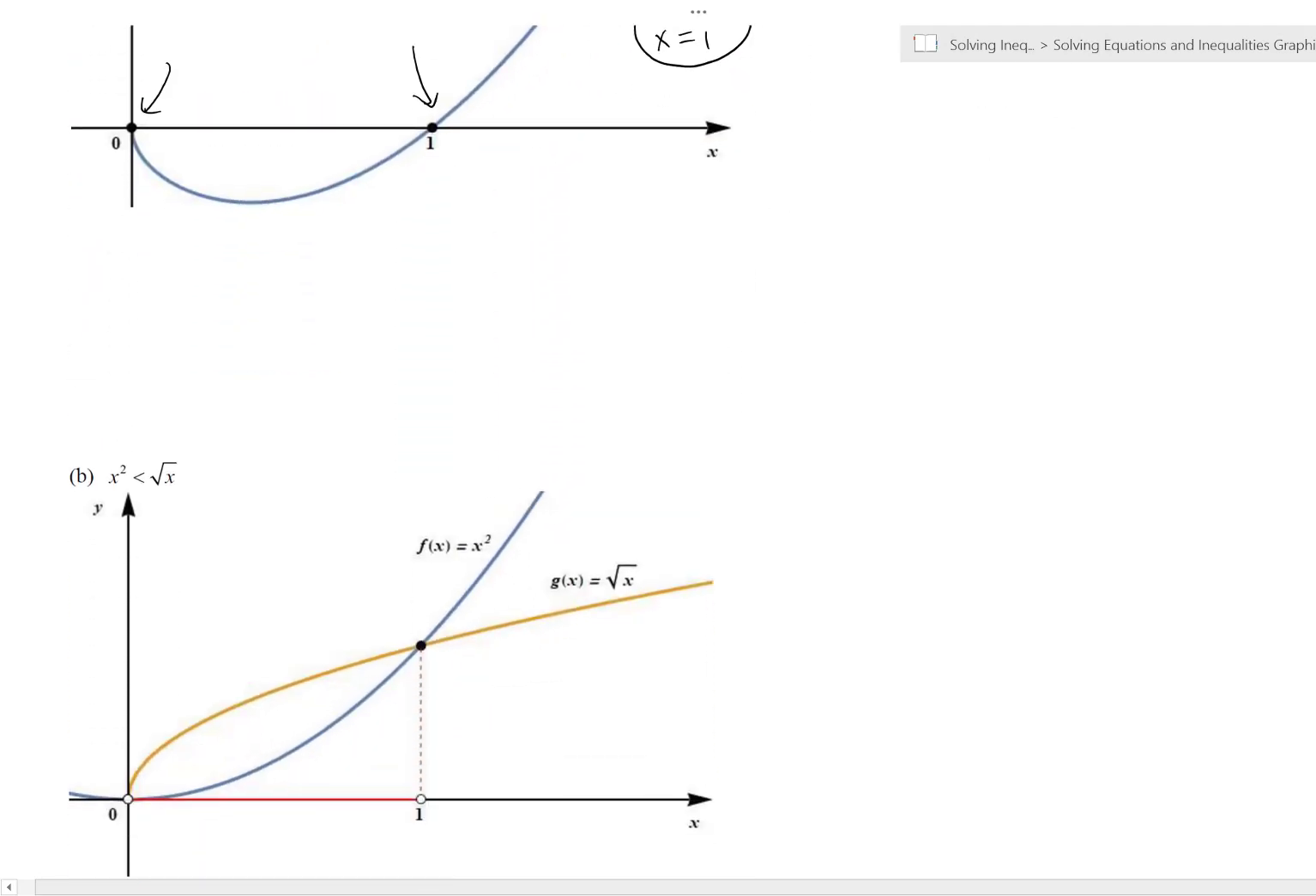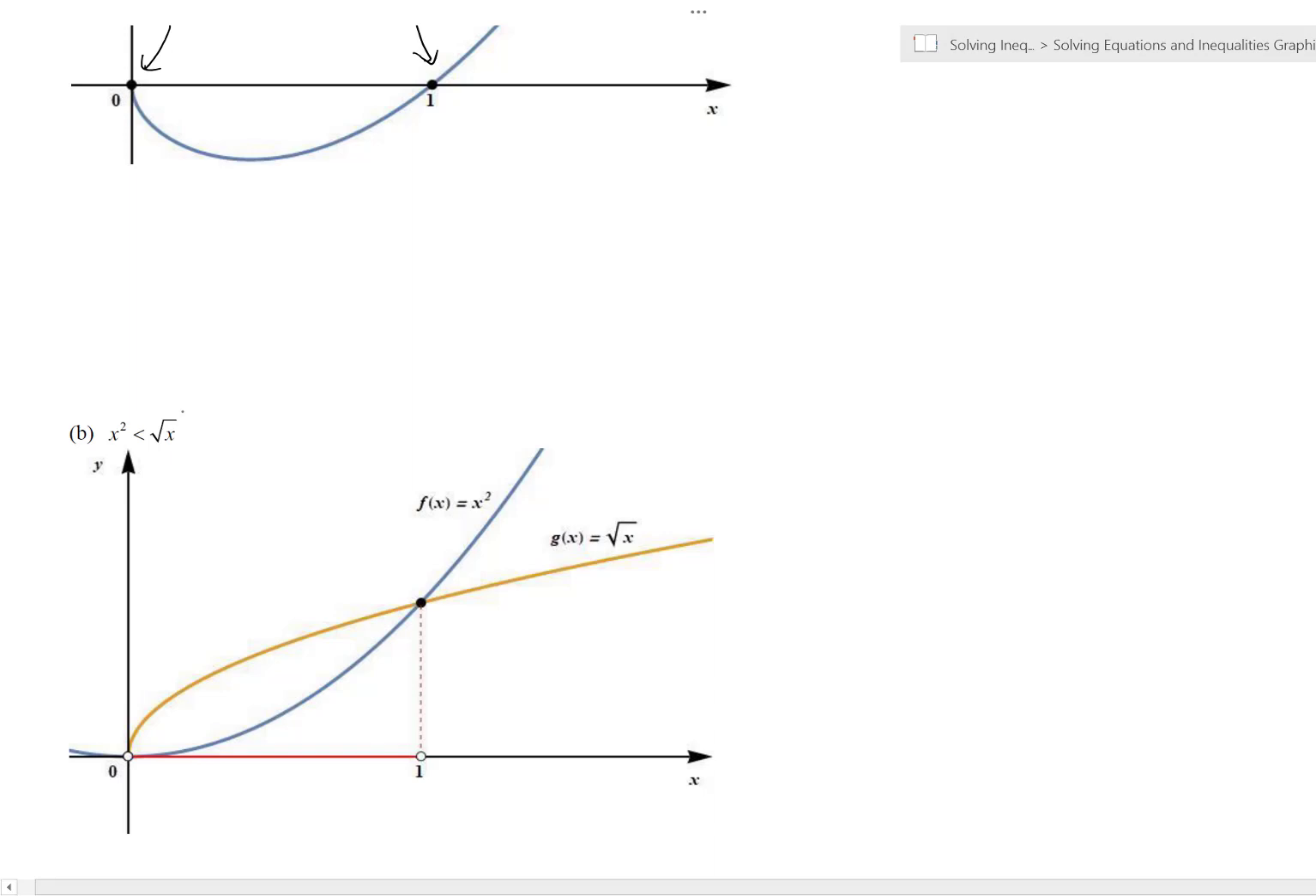And as you can see in part B here, instead of looking at the equation x squared equals square root x, we're now asked to find where x squared is less than square root x. Well, again, that's going to be on the part of the graph where the function x squared is below the graph of the function square root x. Where is that? It's all along that piece right there. Which x values produce that part of the graph? The values of x between 0 and 1. So the solution set to this inequality would be all values of x between 0 and 1, but not including the 0 or the 1.